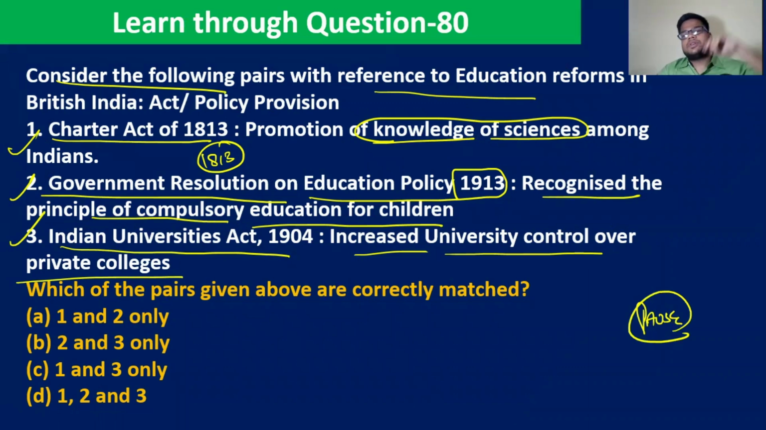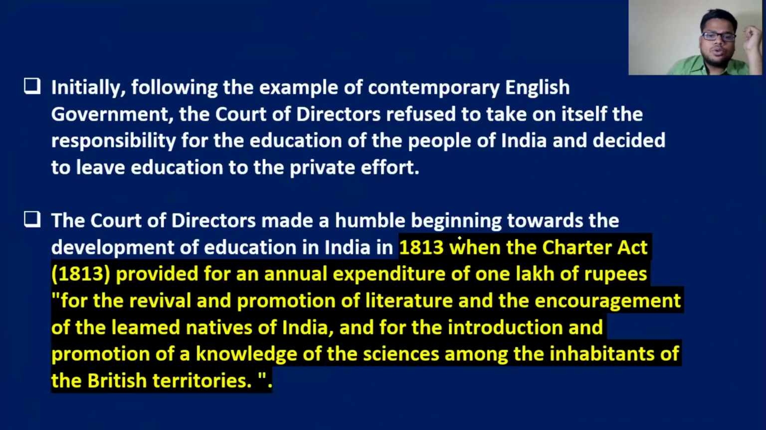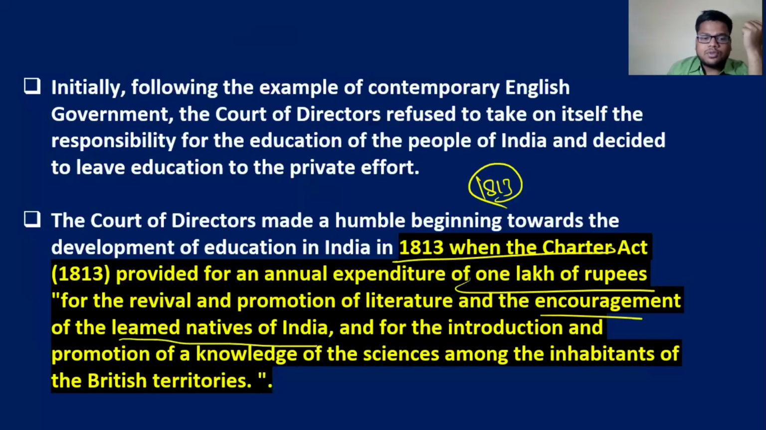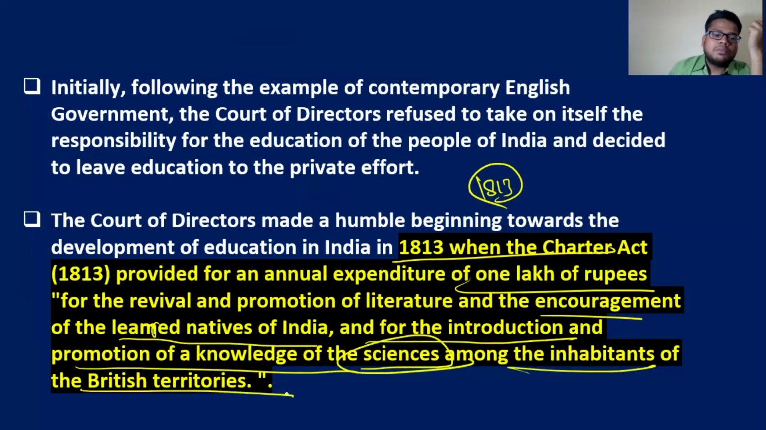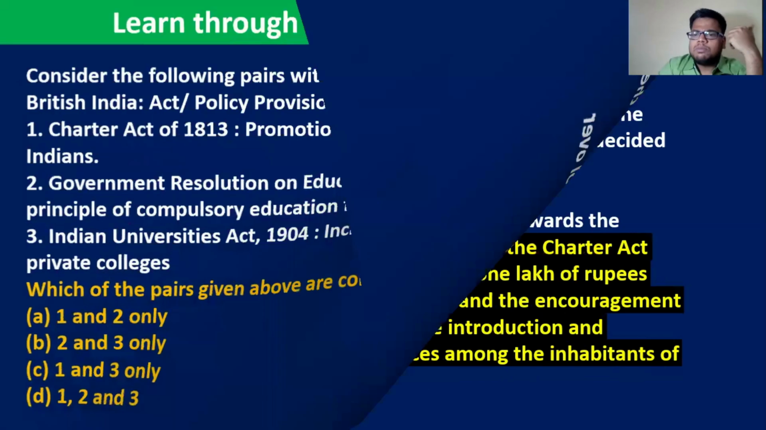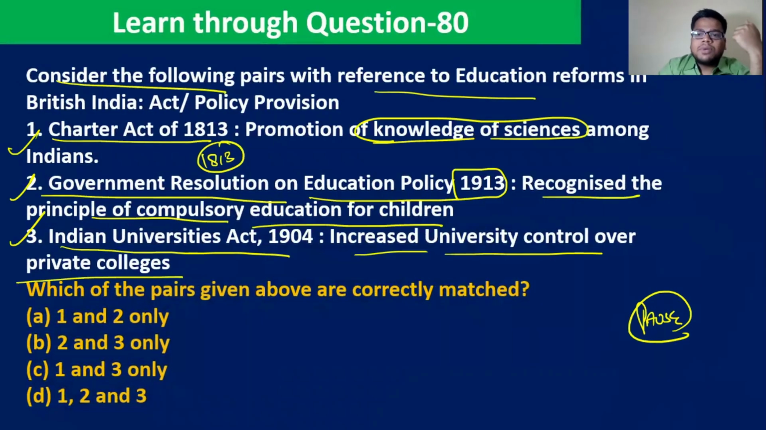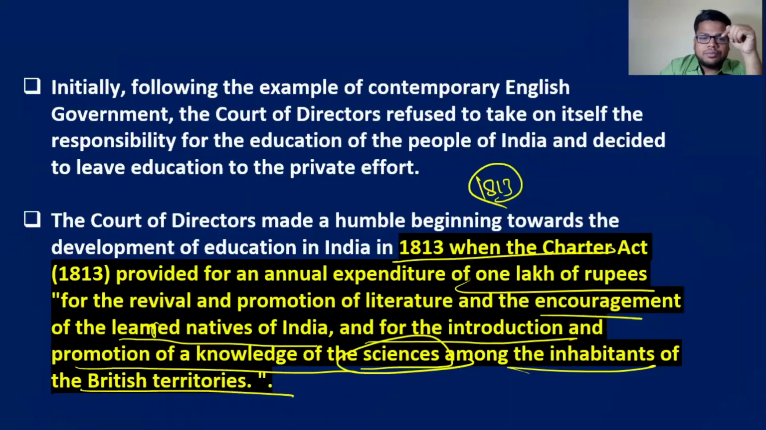Straightforward question, but sometimes we tend to slip, because we have taken a very specific session on education. Very quickly, we remember in 1813 the Charter Act came. We talked about that 1 lakh rupees needs to be given for the encouragement of the learned natives of the country, for the introduction and promotion of the knowledge of the sciences among the inhabitants of the British territories. So don't think, why would the British want to promote science in India? No, it was mentioned in the Charter Act of 1813.